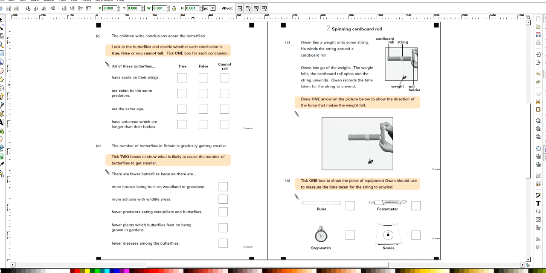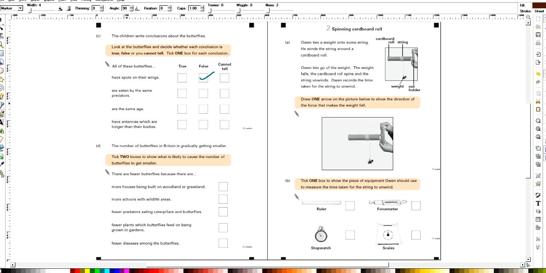No, it's false. Do all have spots on the wings? No, they don't. False. The common blue, we just looked at that one, doesn't have any spots, it's got no pattern at all.